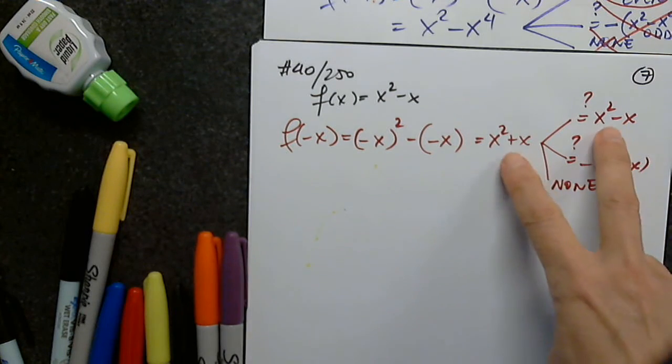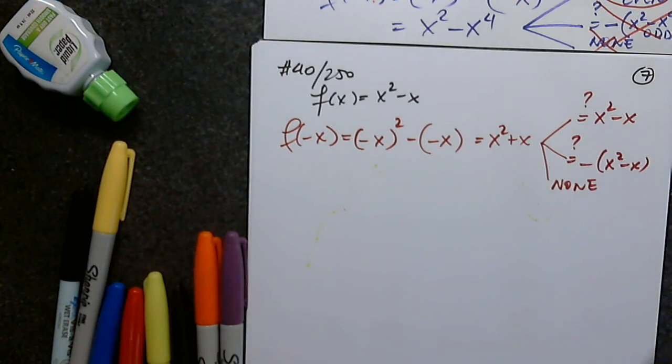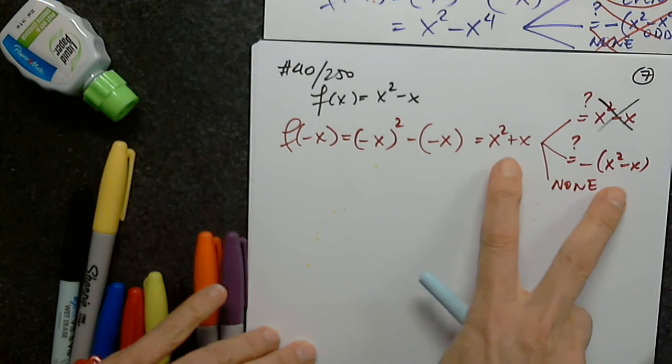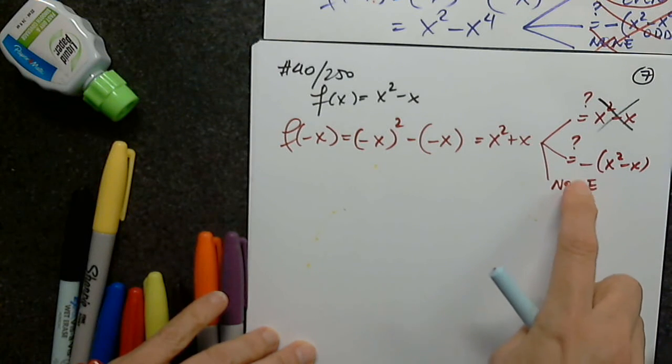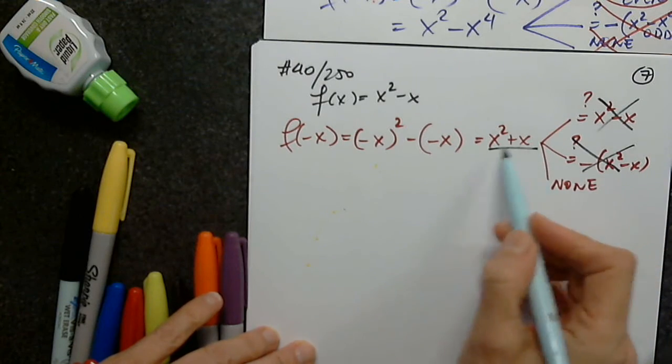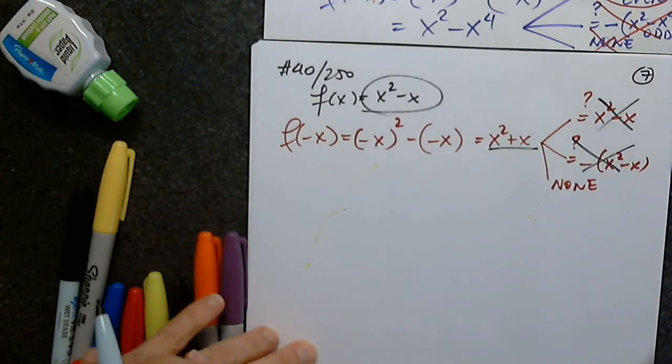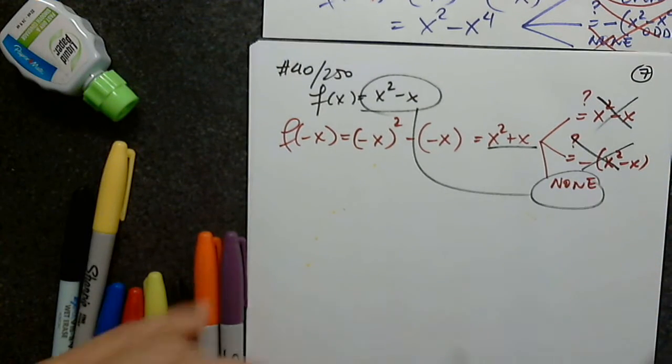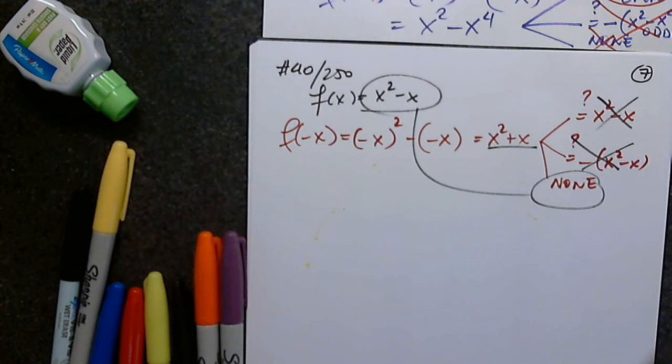Are these two the same? No. So this goes away. Are these two the same? Negative x squared plus x? No. So what do we conclude about this function? Not symmetric. This function is not symmetric. Its graph will not be symmetric with respect to the y-axis, and it will not be symmetric with respect to the origin.